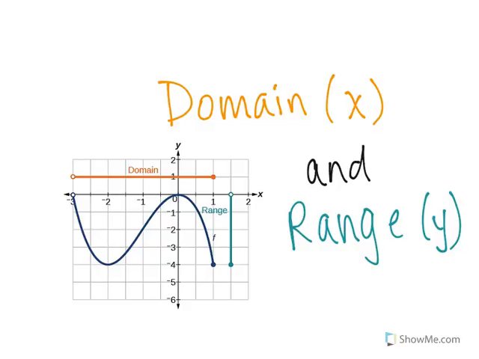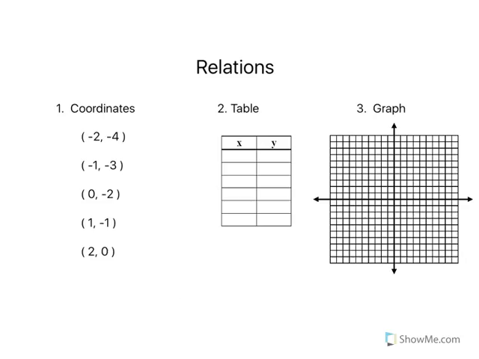Today we learned about domain and range. In the last unit, we learned about relations. Relations were where we showed the relationship between x and y. And there were three different ways that we learned how to show this relationship. We can show it in coordinates, where the first number is the x and the second number is the y.